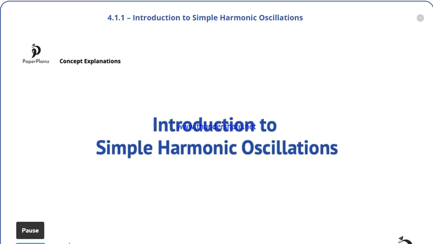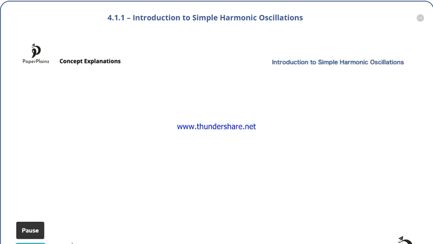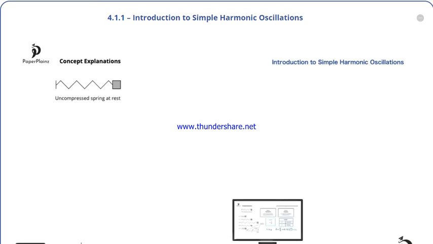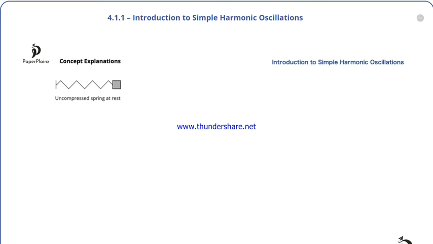Simple harmonic oscillations. Let's begin with a horizontal, uncompressed spring that is at rest on a table. As you can see, a small object is attached to the spring. We'll assume that there are no energy losses due to friction. If we compress this spring and release it, it will oscillate back and forth horizontally. Let's analyze these oscillations in more detail.